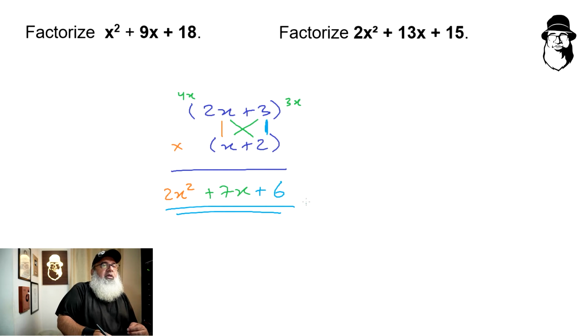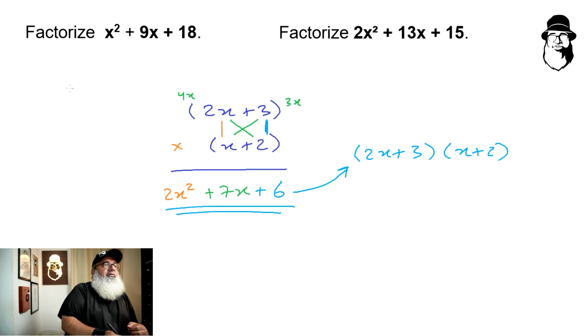But if we do the opposite process of converting this 2x squared plus 7x plus 6 to 2x plus 3 times x plus 2, this opposite process is called factorization. And if we have a question like this, factorize this, what we do is, let me erase this one.